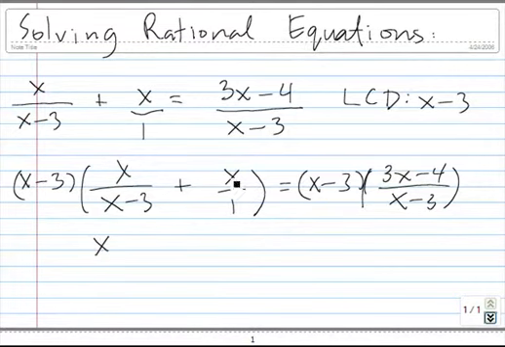Now we do x minus 3 times x divided by 1, and that's simply equal to x times x minus 3. And now we do x minus 3 times 3x minus 4 divided by x minus 3. The x minus 3 on this top cancels with this x minus 3 on the bottom, so we're left with the top, which is 3x minus 4.